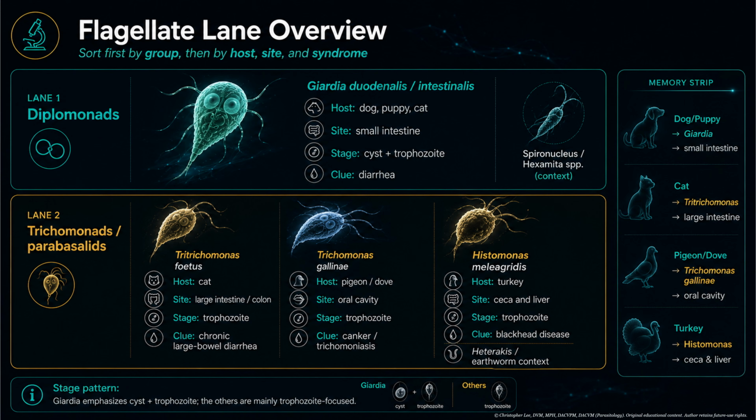Trichomonas gallinae should make you think of a pigeon, dove, or raptor with oral or crop lesions. Histomonas meleagridis should make you think of a turkey, the ceca and liver, and blackhead disease, often with Heterakis and earthworm involvement. Now notice the stage pattern. With Giardia, both cysts and trophozoites matter. The others are primarily discussed as trophozoites. Remembering the difference will keep you from trying to dress every flagellate in Giardia's life cycle wardrobe.